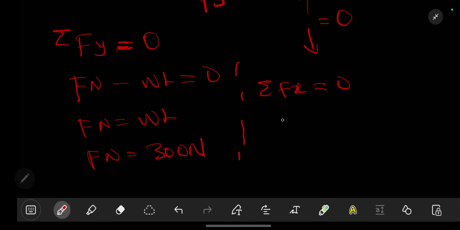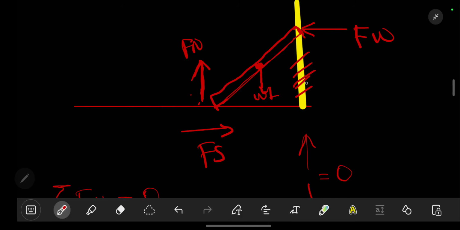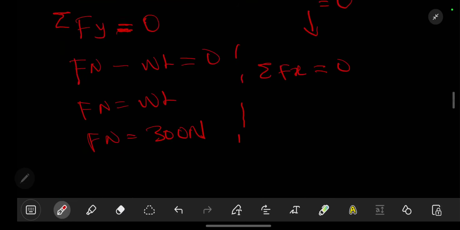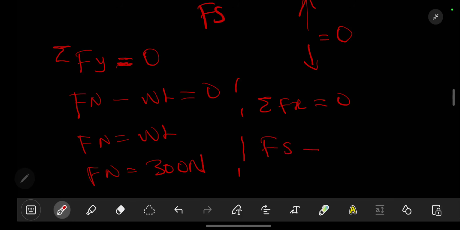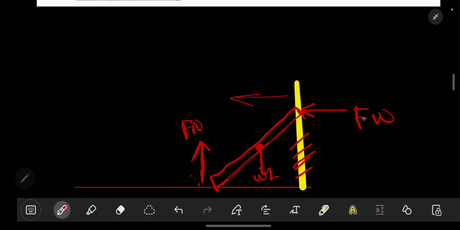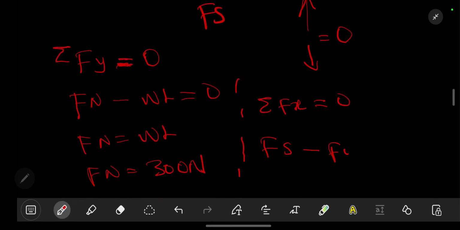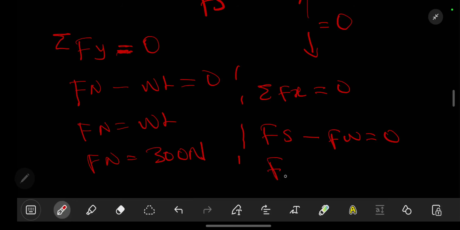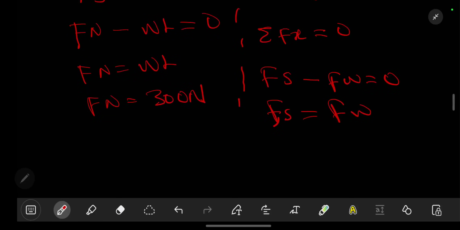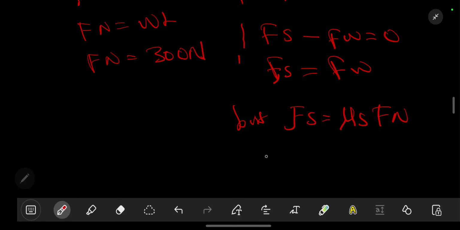So we have the x direction. We are going to say our Fs minus another force that is in the opposite direction, the force on the wall. So we have minus the weight should be equal to 0. To make Fs the subject of the formula, we are going to say the frictional force should be equal to the weight on the wall, the force on the wall like that. But remember, from dynamics, the frictional force is equal to mu s times the normal force like that. So with this done, we are going now to replace.